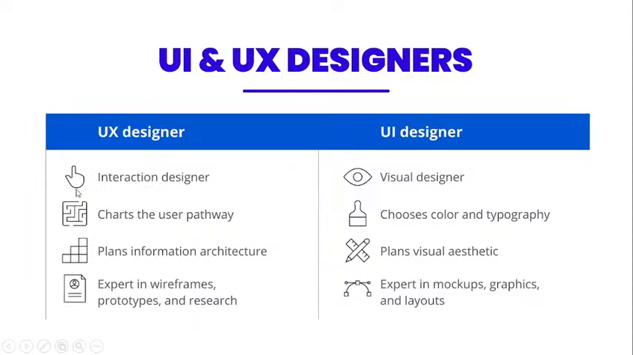Here you can see the first image of a pointer. So whenever you point at anything, it will work fine or not. UX means how things work. So interaction designer. Then we have chart the user pathway, plan information architecture. You can read this and see the diagram and understand the exact meaning of UI and UX. By the way, I already taught you by showing web pages and the Facebook login page. So now you don't have any doubt. If you have, then you can write in the chat box. I will try to answer all of the questions that are given to me.